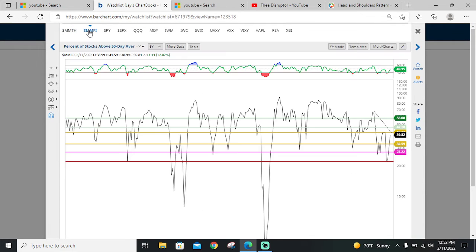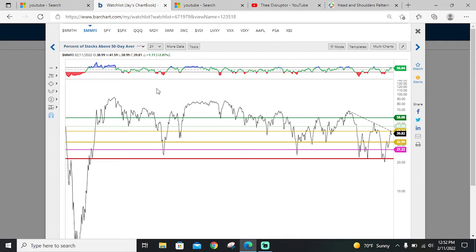The other thing I want to look at next is the percent of stocks above the 50-day. You'll notice this one looks incredibly different, right? Here we've got colorful bands.